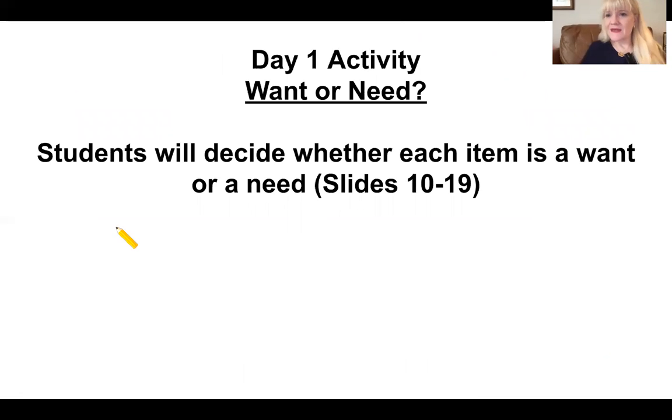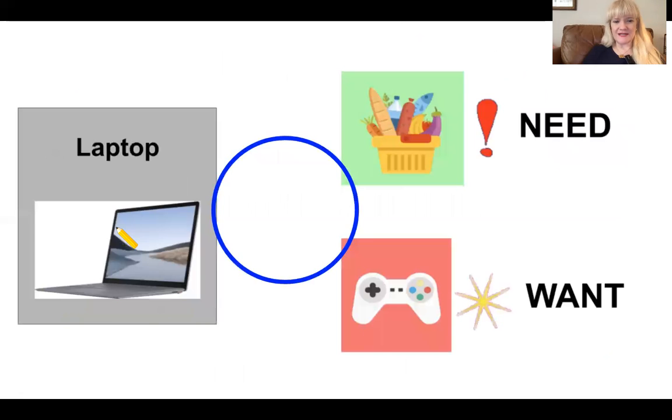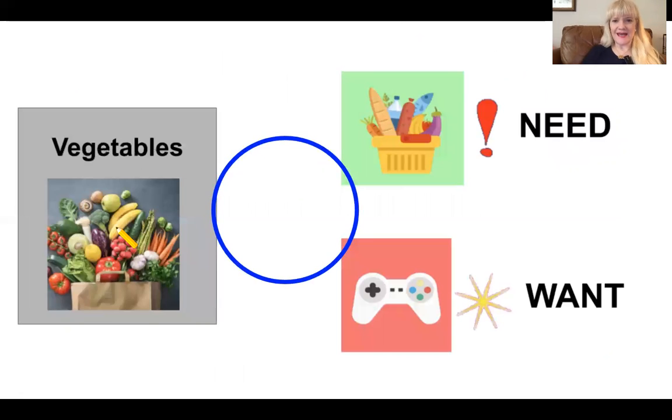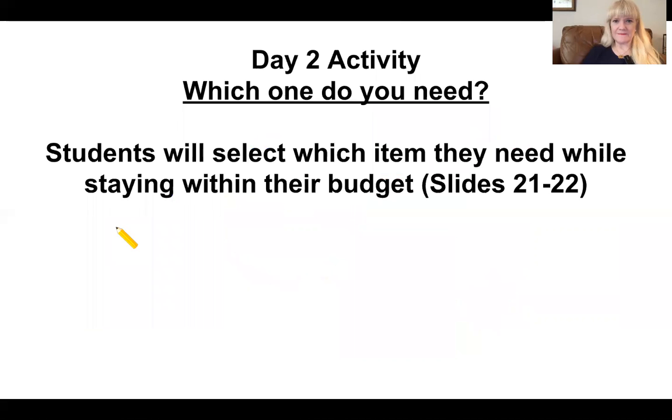Okay, in the next video, I'm going to go over in more detail the activities for each day. So right now, I'm just going to go very quickly through the activities. In day 1, here, you're just going to decide whether each item is a want or a need. So very quickly, this is what day 1 is going to be. And again, you're going to have another video where I'll go through these much more carefully.